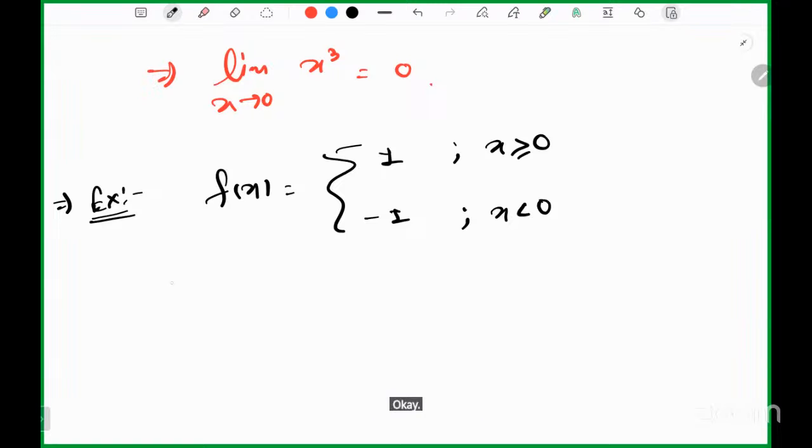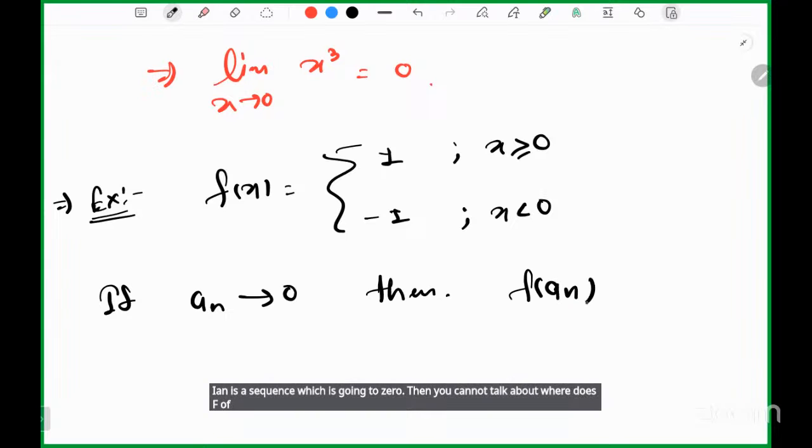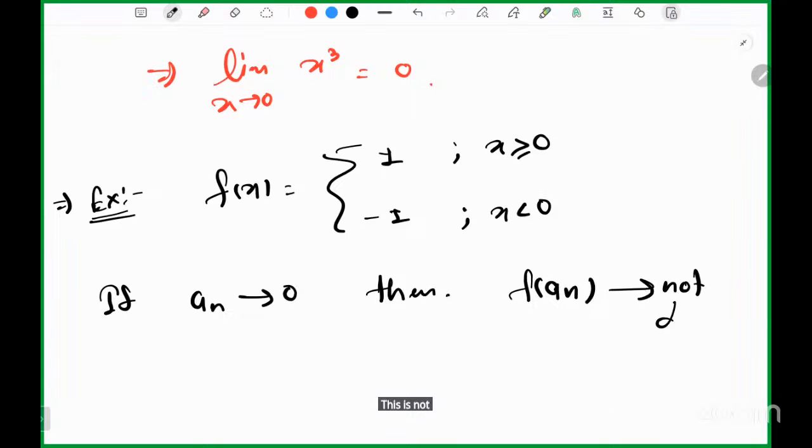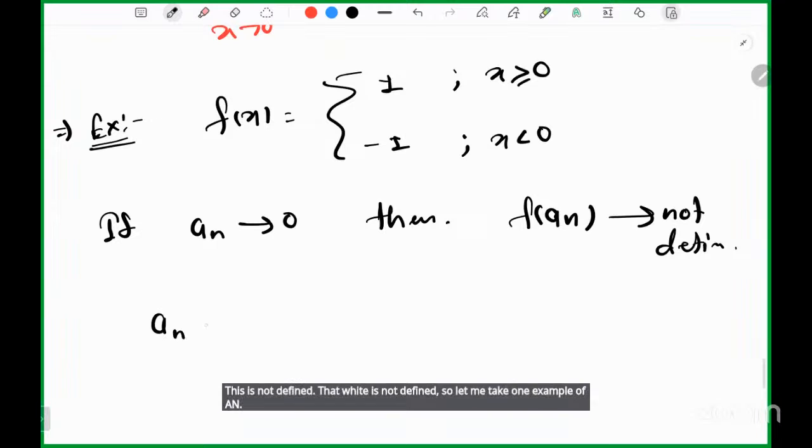Okay. So here if a_n is a sequence which is going to 0, then you cannot say where f of a_n actually goes. This is not defined. Right? Why is it not defined? So let me take one example of a_n. Suppose a_n is the sequence minus 1 to the power n upon n. Okay, so suppose this is my a_n.